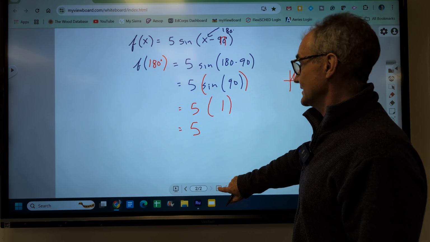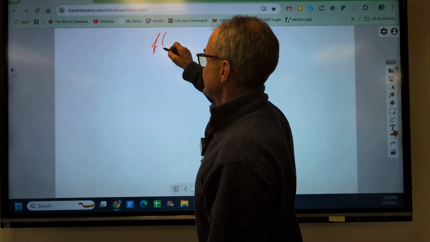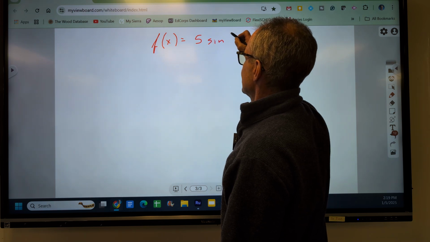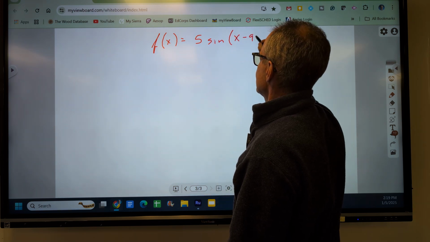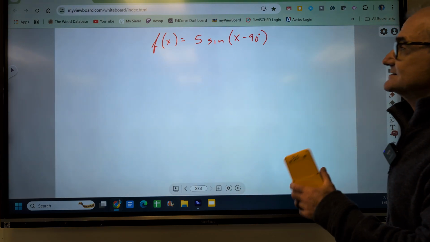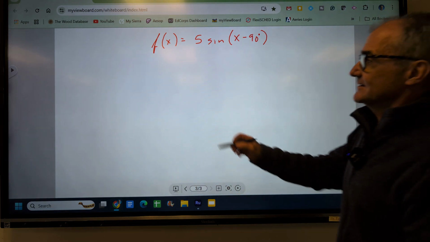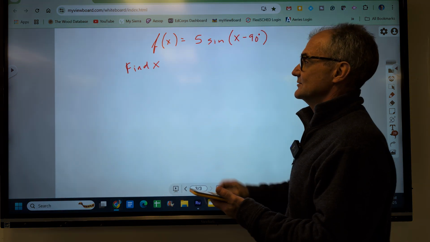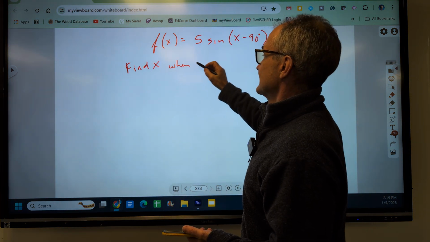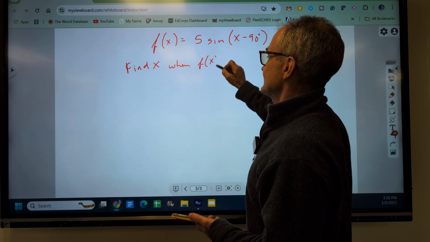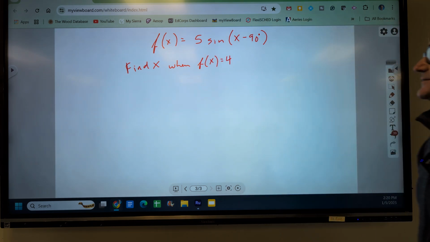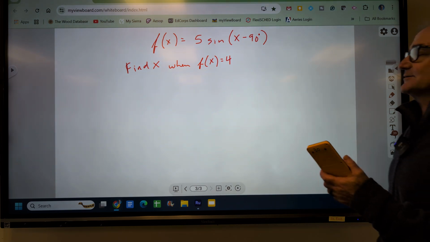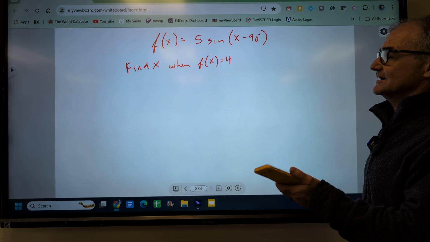Okay, so I have f of x is equal to 5 sine of x minus 90 degrees. This time instead, I'm going to say a different problem. Find x, find my independent variable when f of x is equal to 4. Okay, so this is a different problem. It's probably going to be an approximate problem with my calculator. So I have to use my calculator.